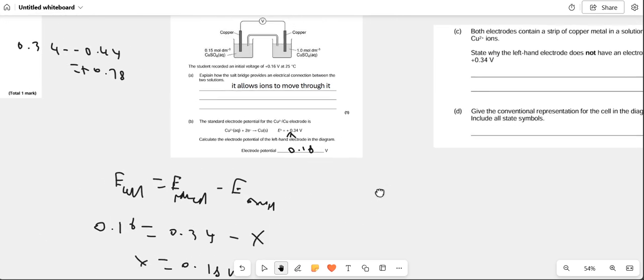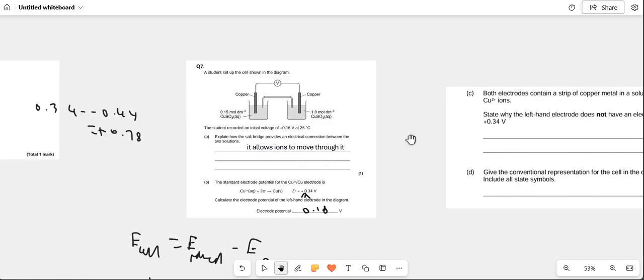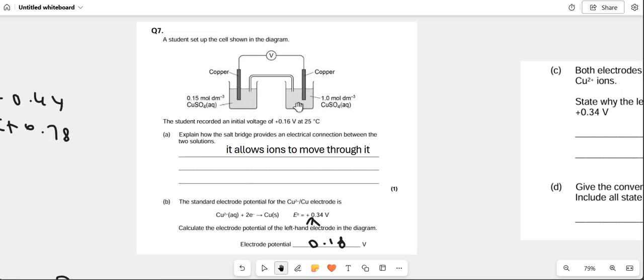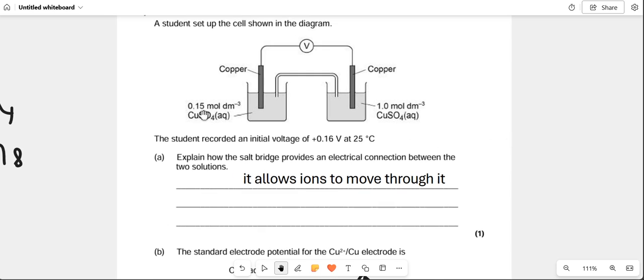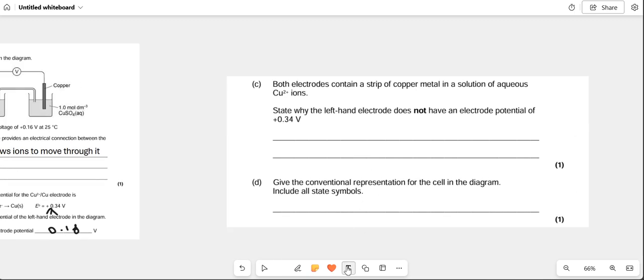So that's the electrode potential there. Both electrodes contain a strip of copper metal in a solution of aqueous Cu2+. State why the left-hand electrode does not have that electrode potential. If they're the same solutions, then the only difference has to be different concentrations. It's 0.1 and you've got 1, so that's why they're different. The concentration is not 1 mol dm^-3.